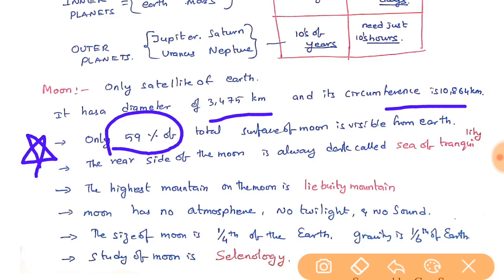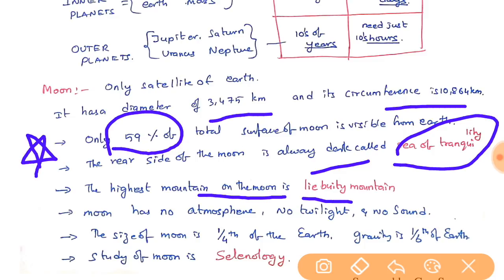The other side is called the dark side of the moon, or the sea of tranquility. Recently China has sent a spacecraft to the dark side of the moon, friends. The highest mountain on the moon is Liberty Mountain. The moon has no atmosphere, no twilight, no sound, friends.